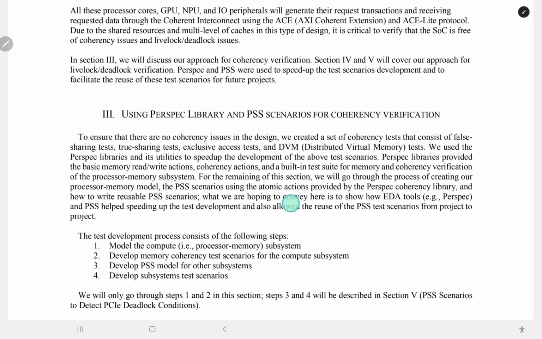What we are hoping to convey here is how EDA tools, for example Perspec and PSS, helped speed up the test development and also allow the use of the PSS test scenarios from project to project.